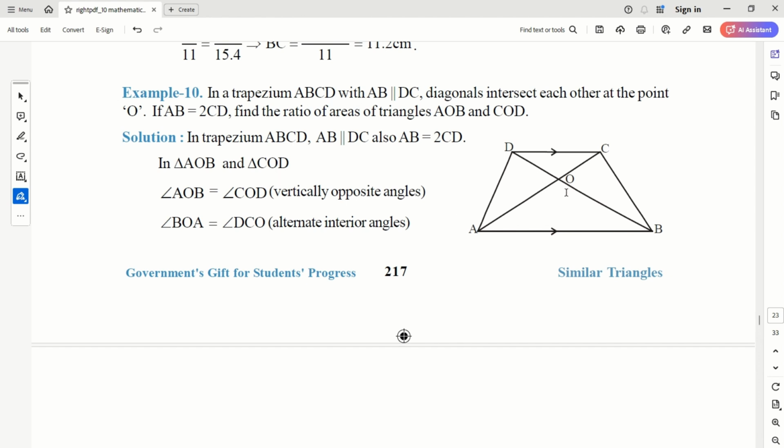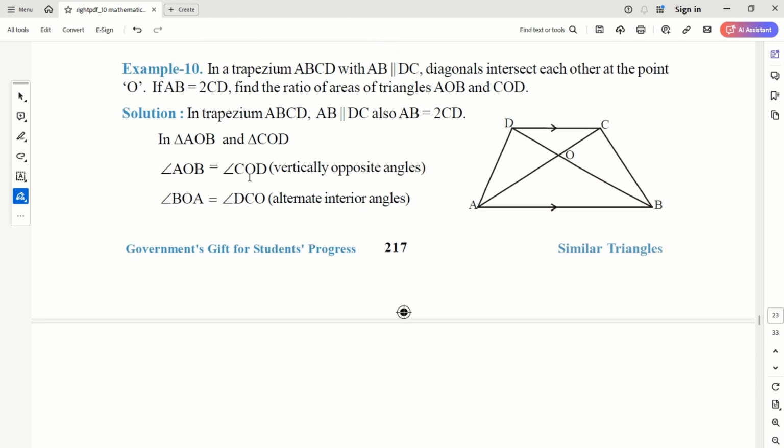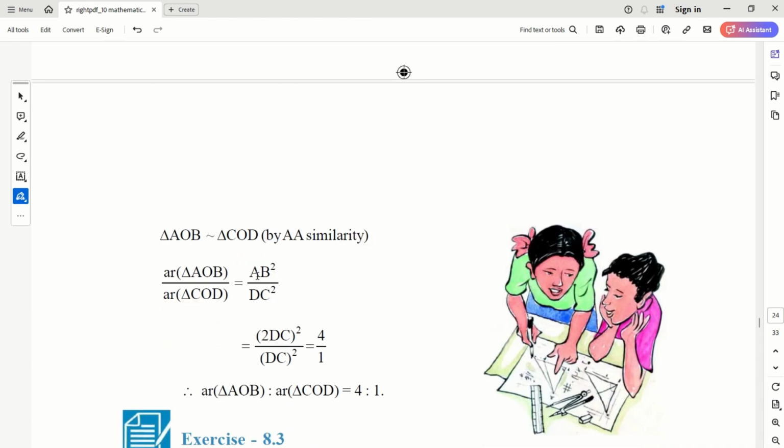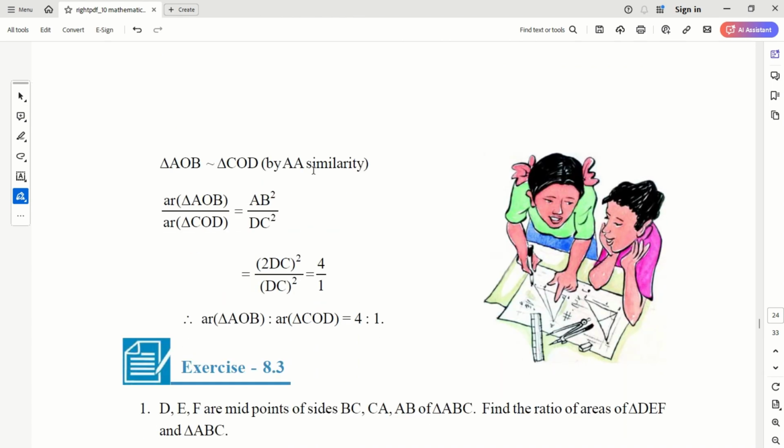We know that AOB and COD form similar triangles. Why? We have already done this before. The angle here is equal to angle C here. The angle D here is equal to angle B, and these two angles are the same. So these two are similar triangles. Once we know that they are similar triangles, their areas are in the ratio of squares of their sides, which means AB square by DC square. AB is twice that of DC, so it will be 4 times.